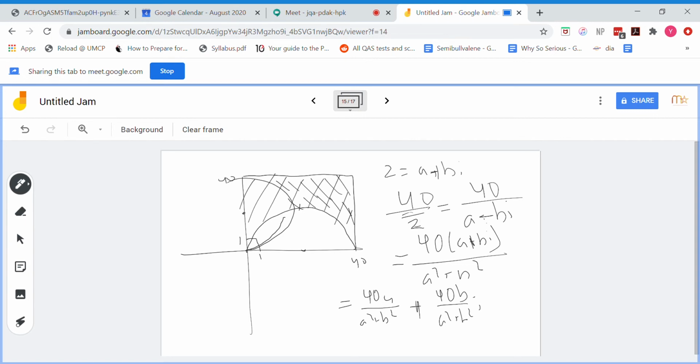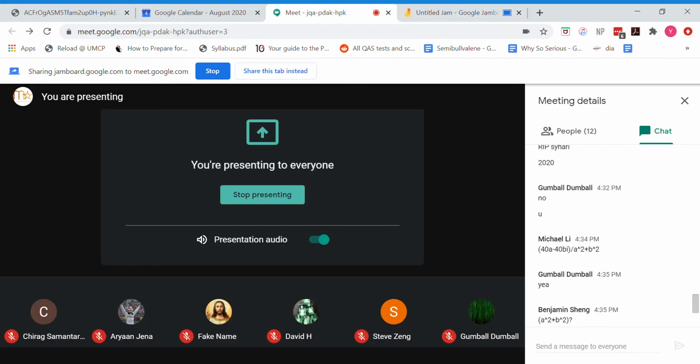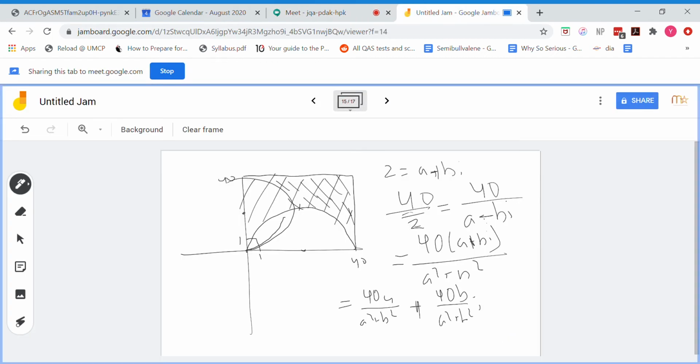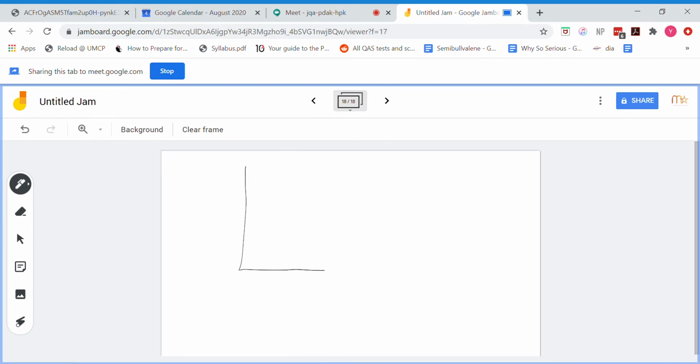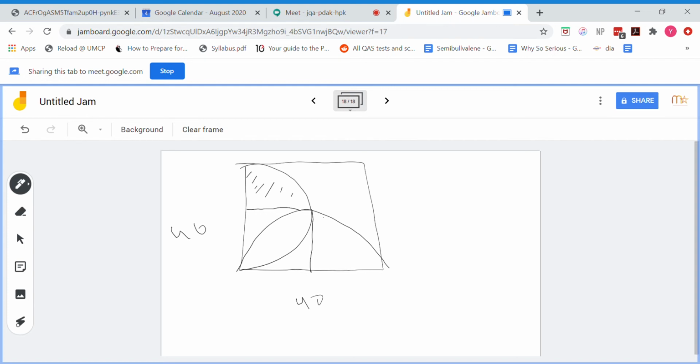Alright, so basically we just need to find the area outside of both circles, but inside the square. So this is just a well-known geometry problem, right? So this reduces down to the problem: find the area inside a 40 by 40 square outside of these semicircles. So this is 40 and this is 40. Alright, so let's do this by dividing this into a bunch of regions. So this part is just a quarter circle, and so is this part.